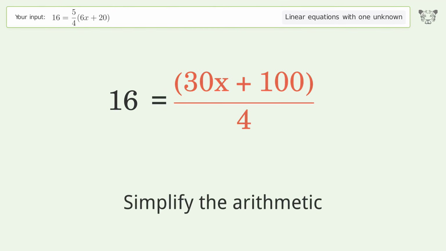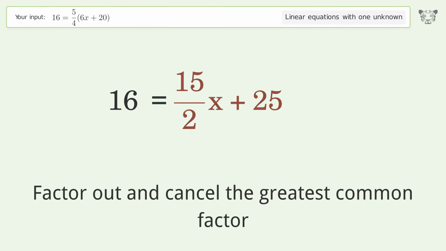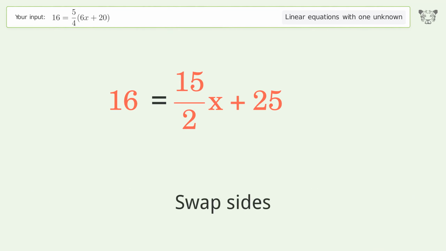Simplify the fraction. Find the greatest common factor of the numerator and denominator. Factor out and cancel the greatest common factor. Swap sides. Group all constants on the right side of the equation.